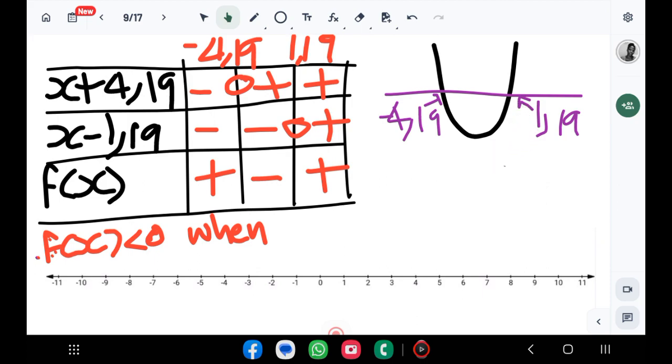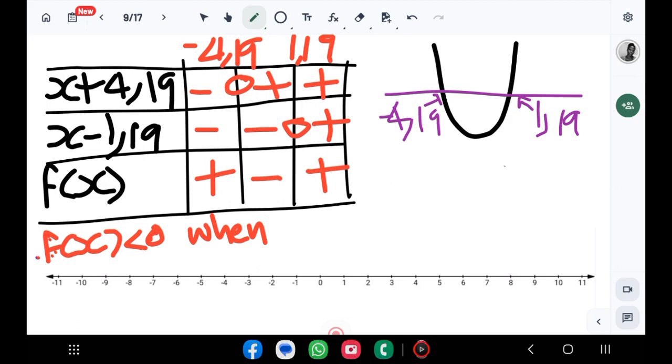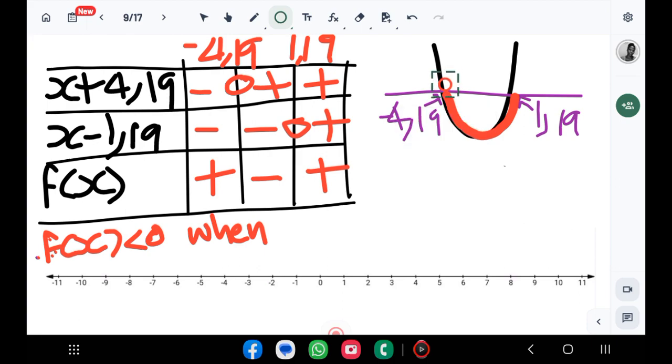Or looking at the table, it's negative. This is the part where it's negative on the graph. Notice that it does not include the points. Very important. So you've got, does not include the points.